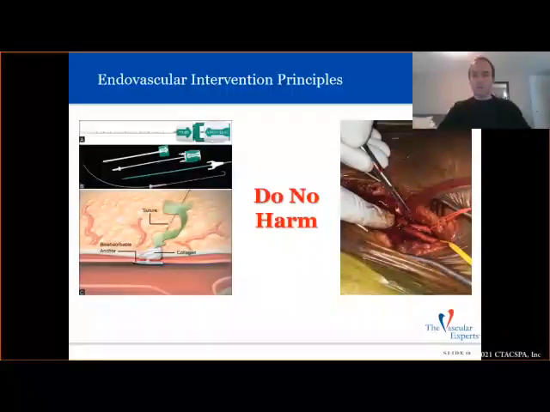And then just in terms of endovascular intervention and its principles, they want to know, I would say mostly, how not to harm someone with endovascular. Here's a picture of the Angio-Seal closure device in the back wall of the femoral artery.